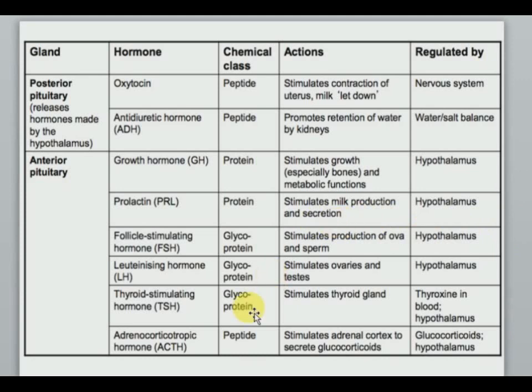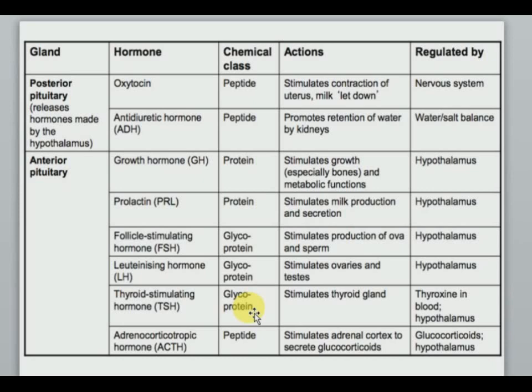And now we have the follicle stimulating hormone, which is a glycoprotein, which stimulates production of ova or eggs in females and also formation of sperm in males. And we have luteinizing hormone, which stimulates ovaries and testes to perform their function. When we talk about the menstrual cycle, you get to understand these two hormones better there. And we have thyroid stimulating hormone, which stimulates the thyroid gland.